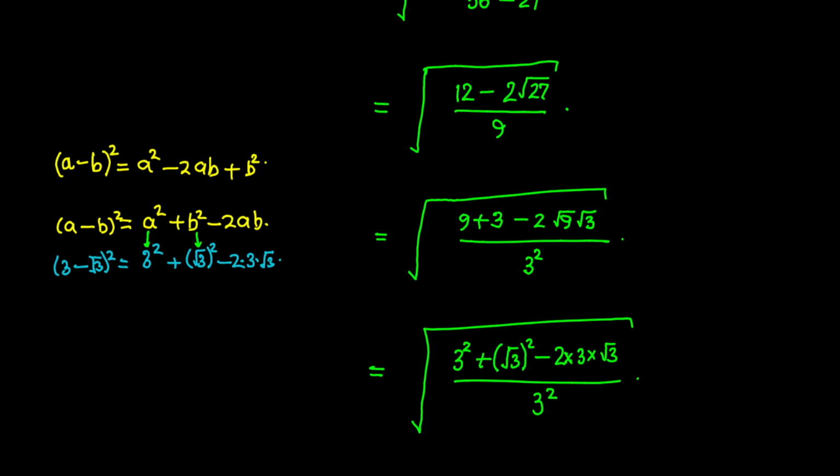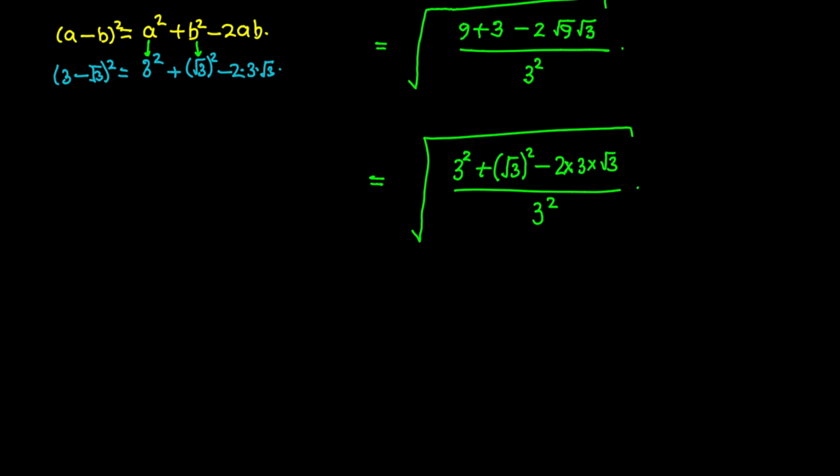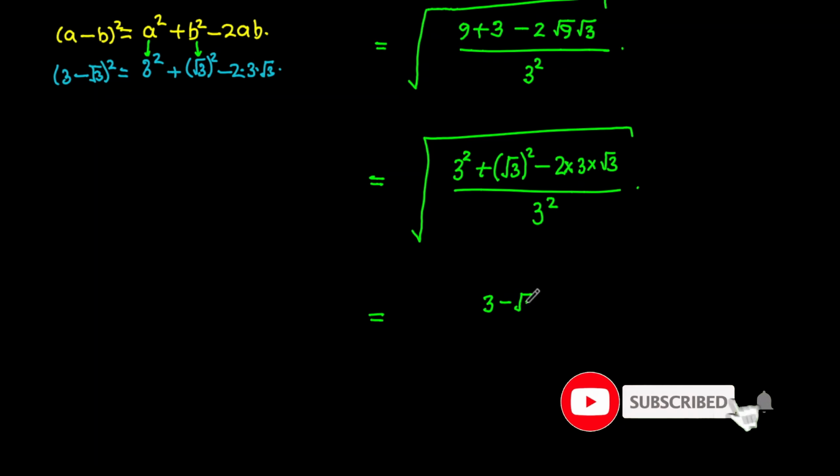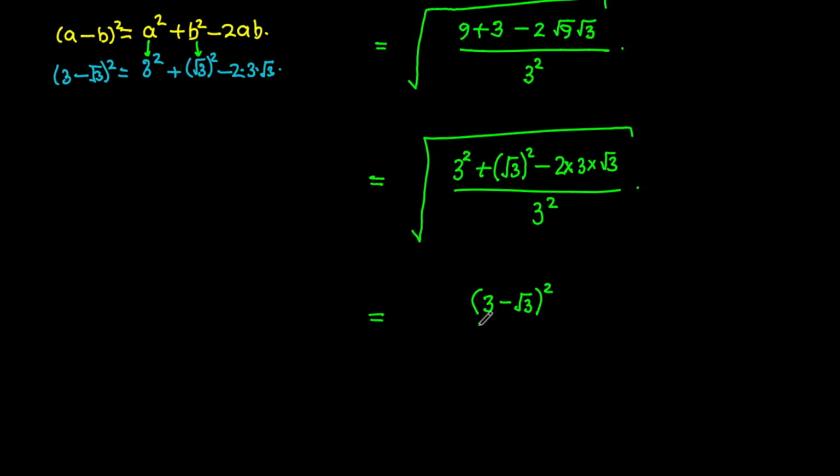So moving on, we replace our numerator with just what we've gotten up here, and now we have 3 minus under root of 3, and everything is squared, divided by 3 squared, and this is also under square root.